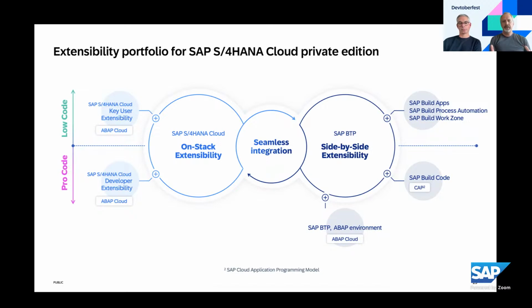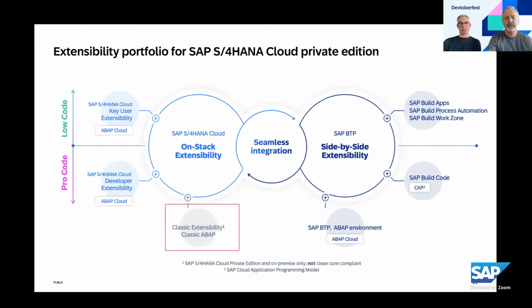But of course, S/4HANA private cloud is different to the public cloud. That's why we have to add something. And that is, in S/4HANA private cloud, of course, classic extensibility, classic ABAP, is still part of the portfolio, is still allowed. It's easy to explain. Customers can convert from their business suite to S/4HANA, and they can bring, of course, their legacy custom code, which they collected during the last decades, to the S/4HANA system. And that's why, of course, classic ABAP must still be allowed.